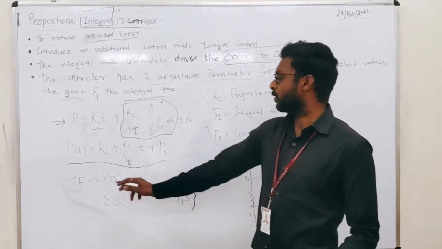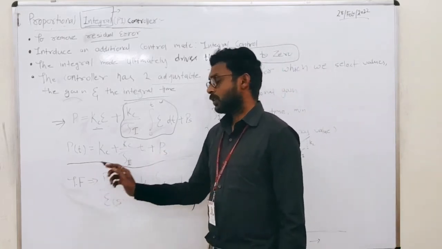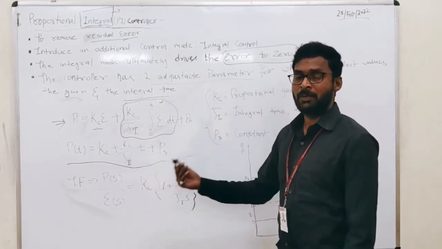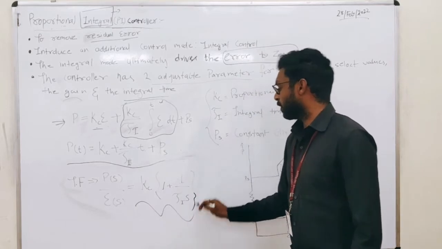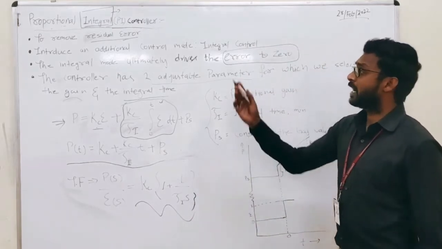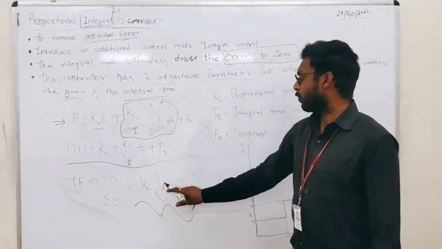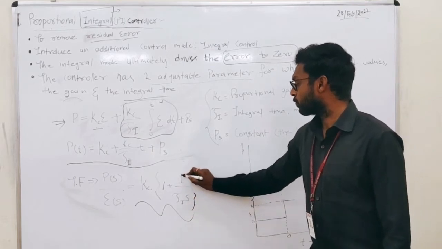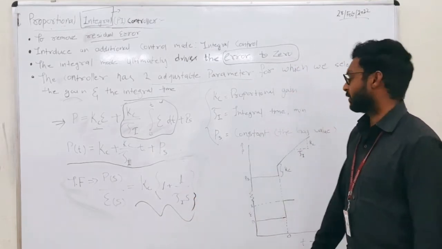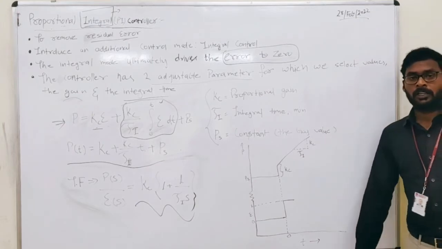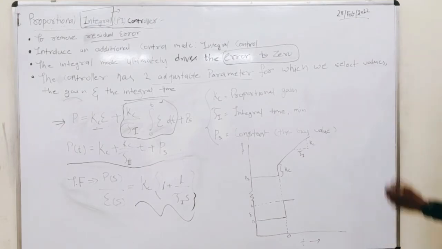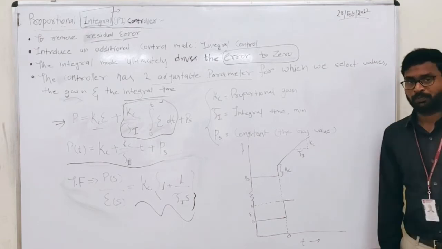Now if we find the transfer function, that means the relationship between the input and the output signal, then you will get the transfer function of the PI controller as Kc of 1 plus 1 by tau I into S. Now let us see the diagrammatic representation of the proportional integral controller output.